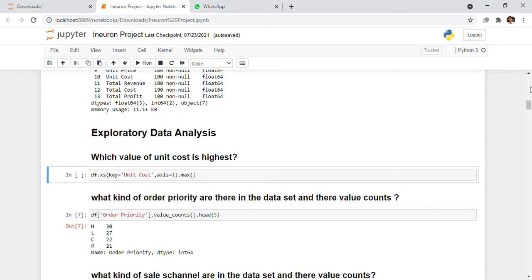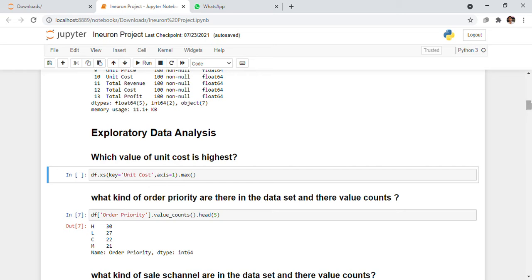And next, I have done some exploratory data analysis. In this exploratory data analysis I have done some analysis on the basis of variables, univariate and bivariate, and on the basis of those variables I find some insights and information which can be useful in business understanding, so that it can help the organization to achieve its goal.